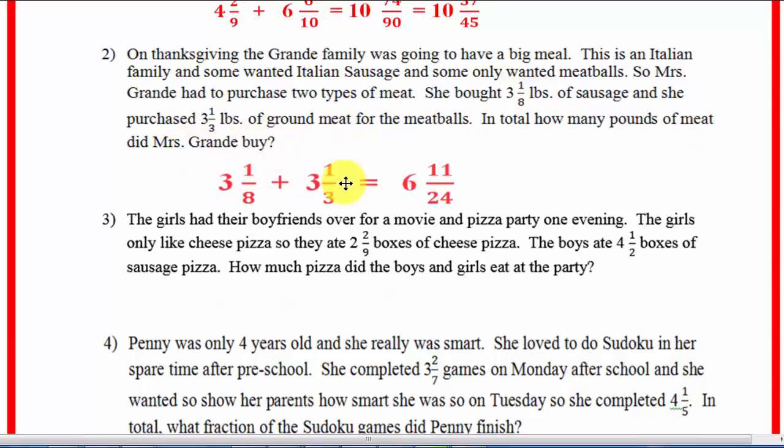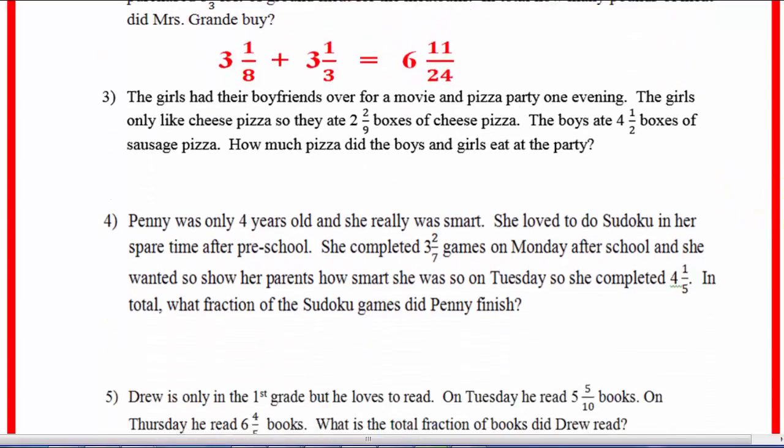Here's the answer. 3 1/8 plus 3 1/3. The 2 3s are simple. Add those together. Now, what's the common denominator? 24. Right? So 8 goes into 24 3 times. 3 times 1 is 3. And 3 goes into 24 8 times. So 8 and 3 is 11. So your answer should have been 6 11/24. Hopefully that one made sense.